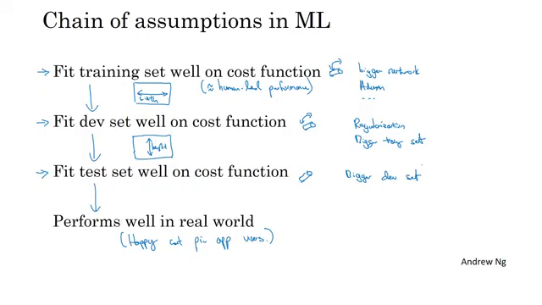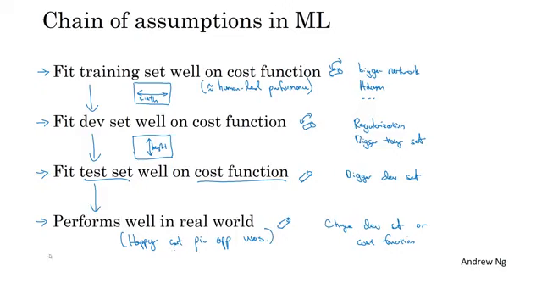And finally, if it does well on the test set, but it isn't delivering to you a happy cat picture app user, then what that means is that you want to go back and change either the dev set or the cost function. Because if doing well on the test set according to some cost function doesn't correspond to your algorithm doing what you needed to do in the real world, then it means that either your dev test set distribution isn't set correctly or your cost function isn't measuring the right thing.